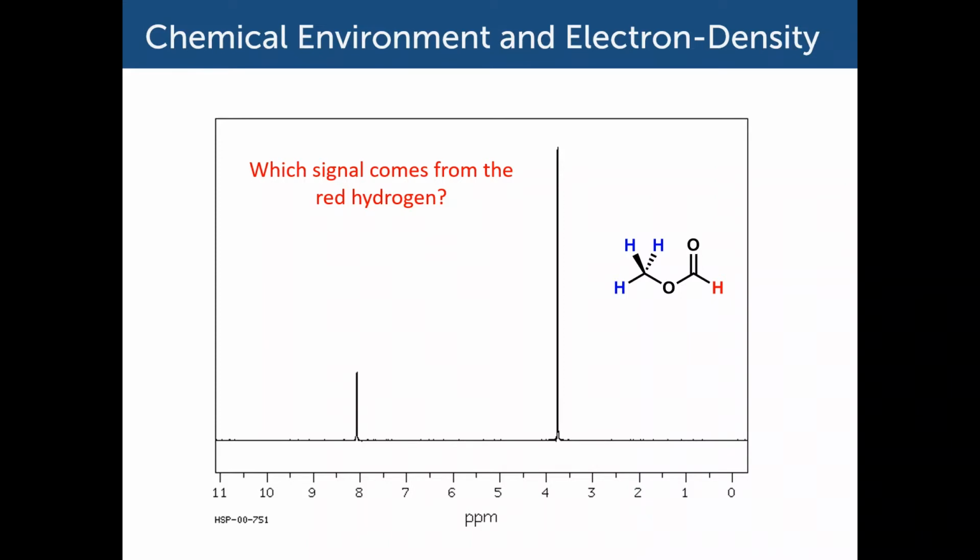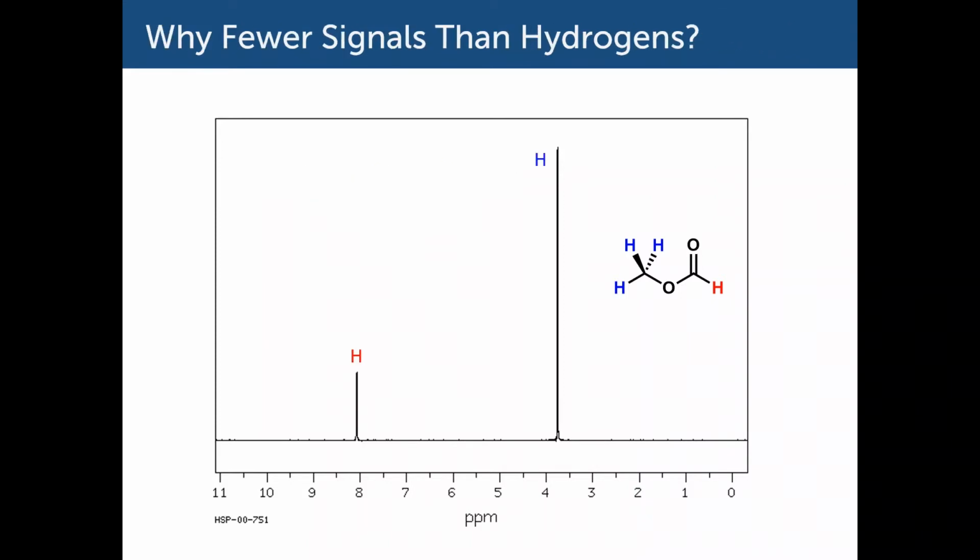Okay, so here are the assignments for the signals. You can see that the signal that's downfield at around 8 ppm is the red hydrogen, and then the signal at around 3.7 ppm corresponds to the blue hydrogens. So how could we rationalize this assignment?